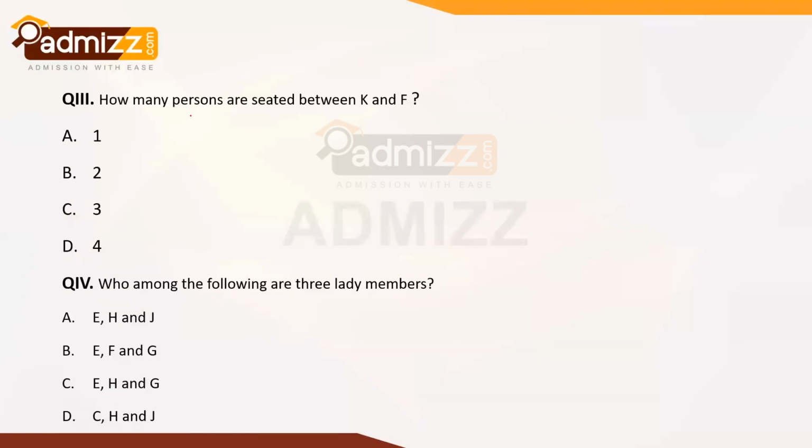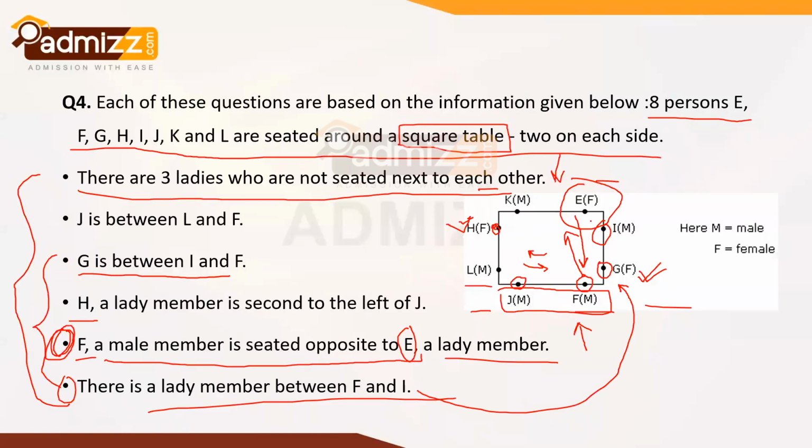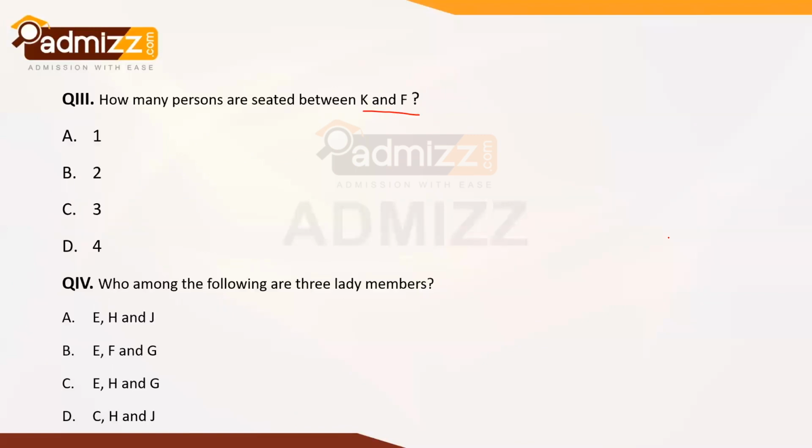How many persons are seated between K and F? So let's go and take a look at the figure. K is right here, and F is right here. How many people are seated between them? From either side, what we can see is that there are exactly 3 people. So the correct option in this case is 3.